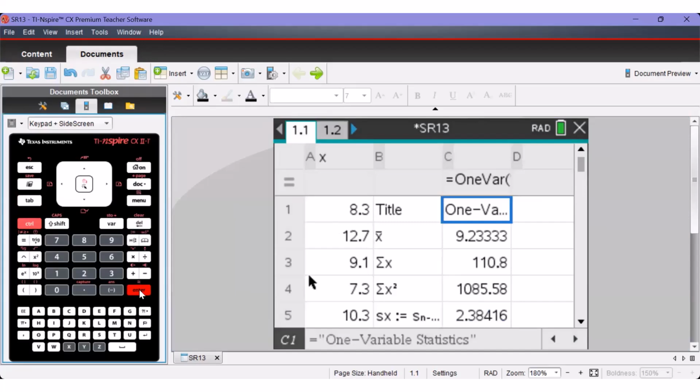what we can see there quickly is, if I move down to cell C2 and toggle between B2 and C2, the sample mean, x bar in this instance, is equal to 9.233, etc. So the sample mean wait time for this sample, correct to 2 decimal places, is 9.23 minutes.